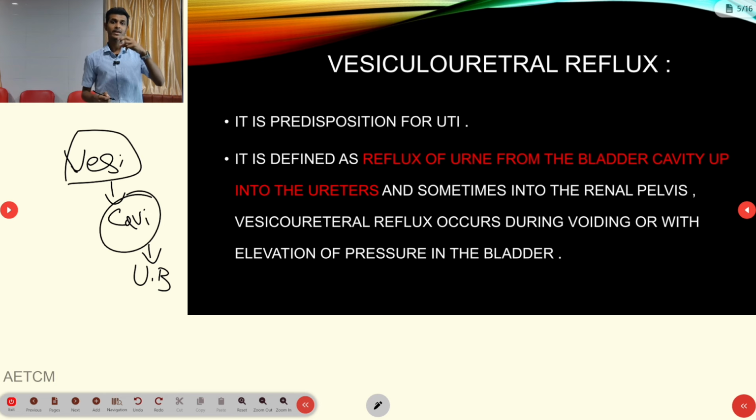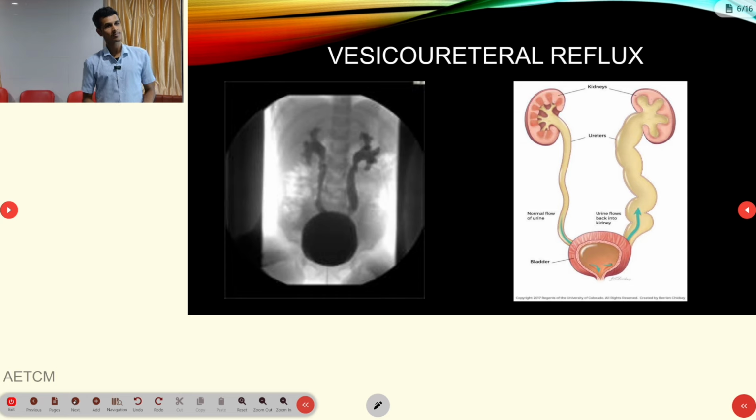Sometimes the urine may reach until the ureter or half of the ureter. Sometimes it can reach the kidney also, the pelvis of the kidney. This condition is called the vesiculo-ureteral reflex. This is one of the common causes of urinary tract infection. So here we can see urine flowing backward into your ureter. This is called the vesiculo-ureteral reflex.